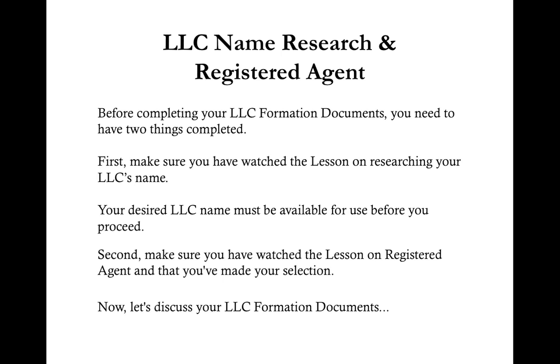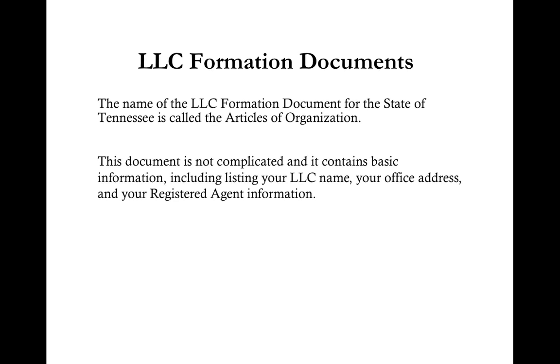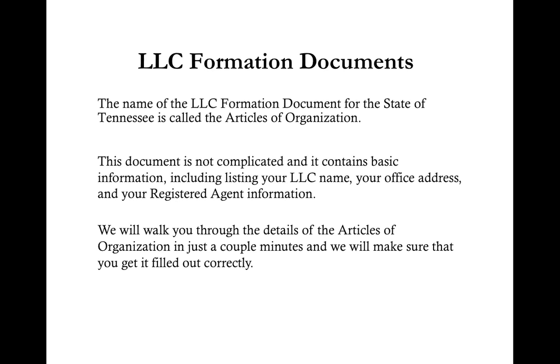Now, let's discuss your LLC formation documents. The name of the LLC formation document for the state of Tennessee is called the Articles of Organization. This document is not complicated, and it contains basic information including listing your LLC name, your office address, and your registered agent information. We will walk you through the details of the Articles of Organization in just a couple minutes, and we will make sure that you get it filled out correctly.